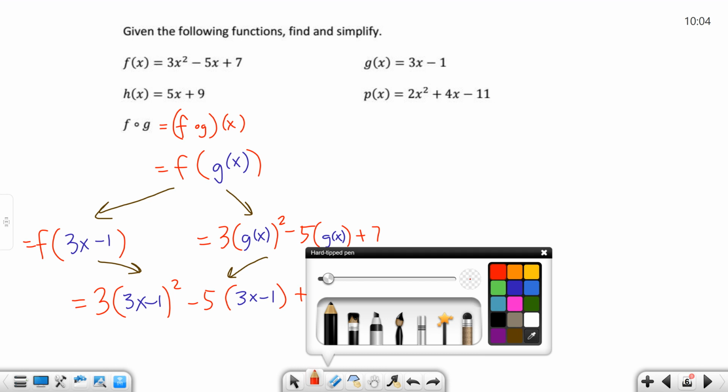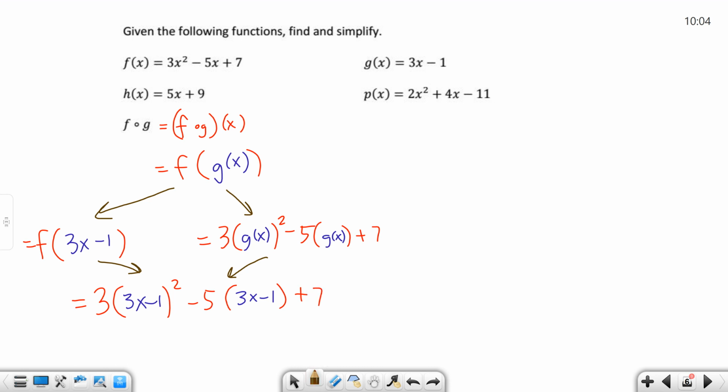So here I'm going to actually come in with a thought cloud. I'm going to come down here and say, okay, this is going to be 3x minus 1 times 3x minus 1. And I know some of you are screaming at the screen, especially who are not in my class and you're just watching this video for help, that there's a formula. I don't teach formulas.